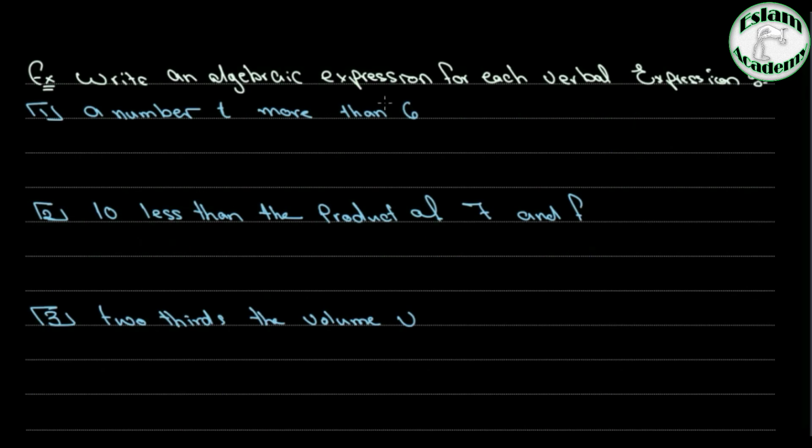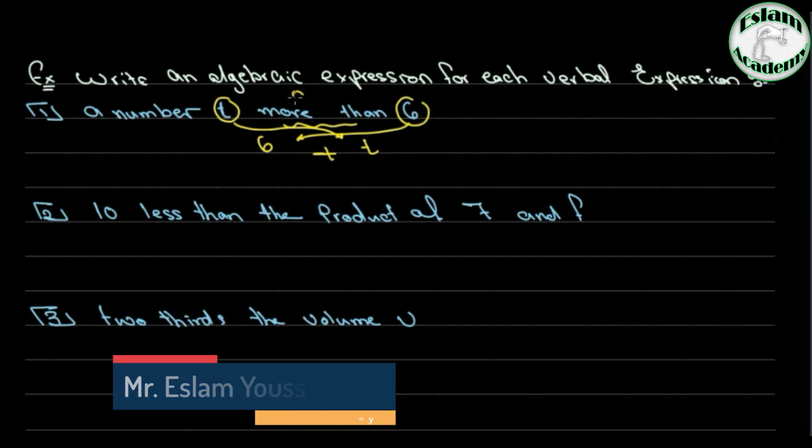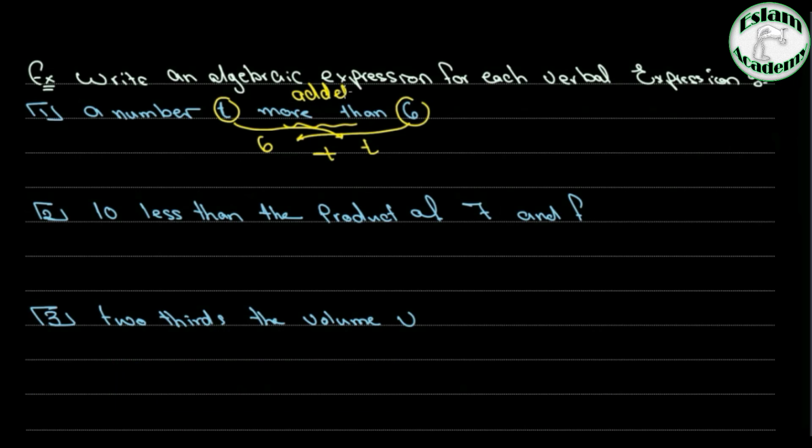In this problem, we'll learn how to convert the verbal expression to the algebraic expression by using the keywords. A number z more than 6: as we know, more than means plus, and the expression written before more than or less than will be written after the plus sign. And 6 will be written before the plus sign, because more than means added to. So the final answer now will be 6 plus z.